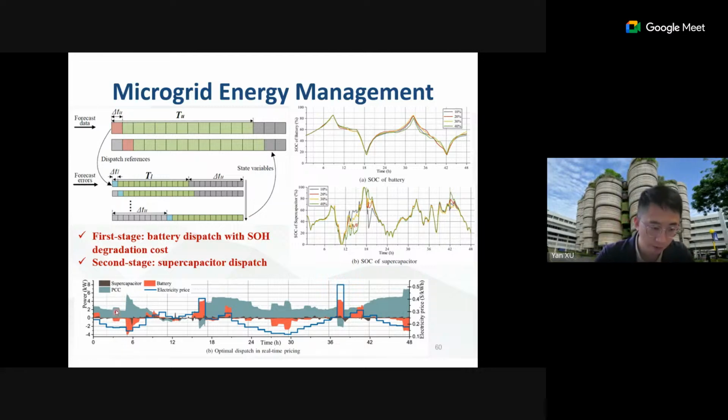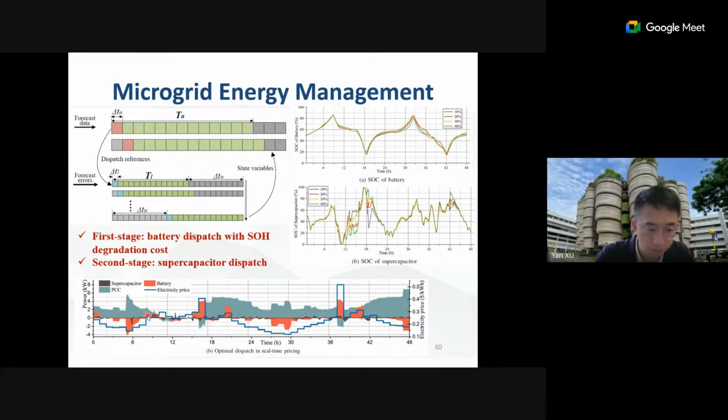So you can see that during the low electricity price, we try to import power from the main grid, right, by charging the supercapacitor and the battery. So you can see that their power are charged. And during the high electricity price period, we will discharge our supercapacitor and battery to the customers so that we don't need to buy electricity.